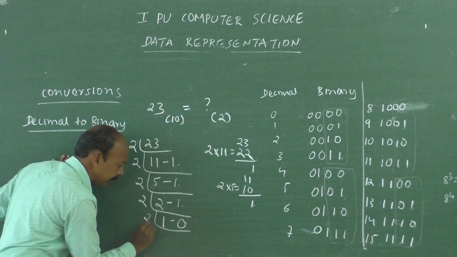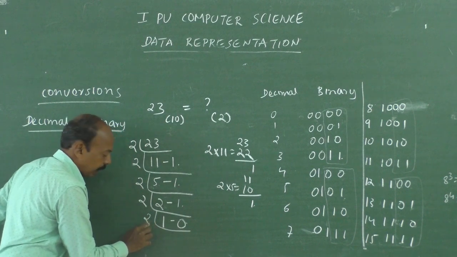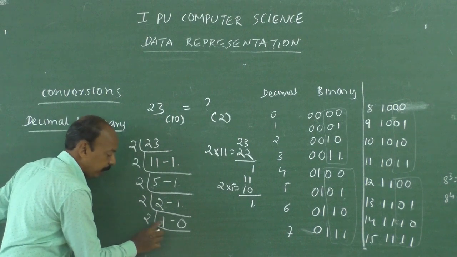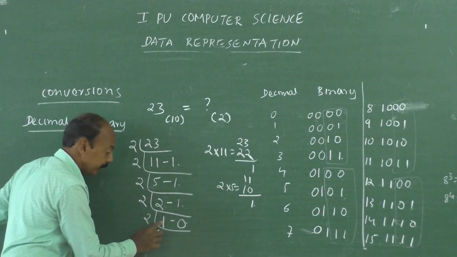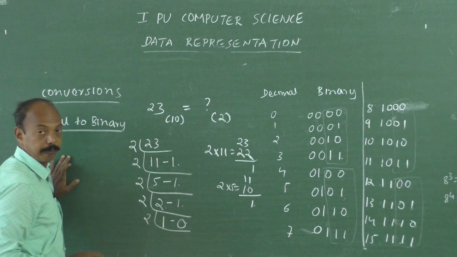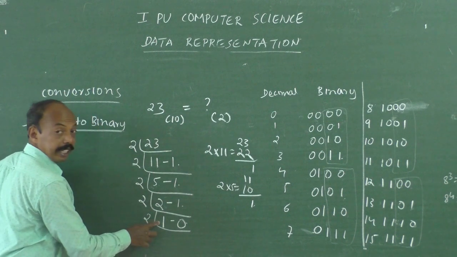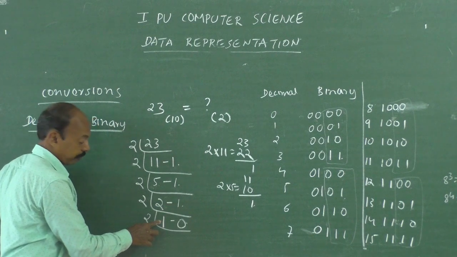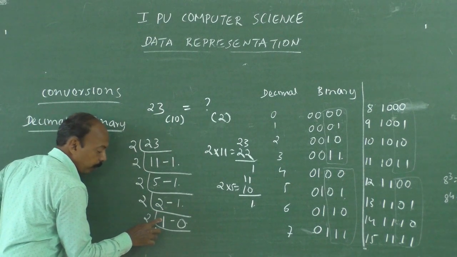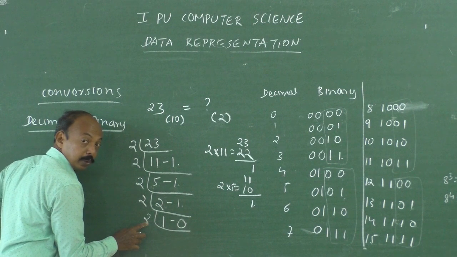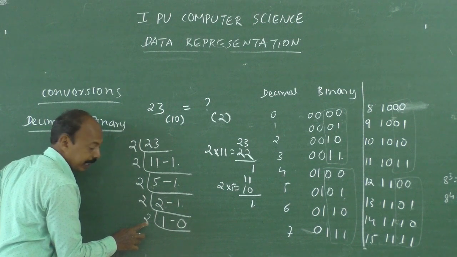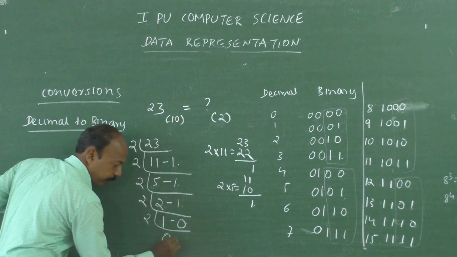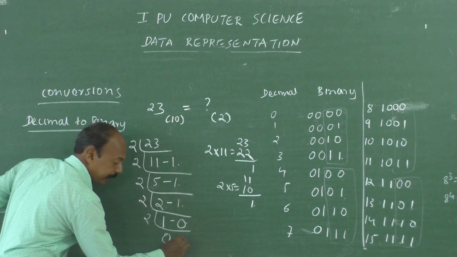Keep on dividing the quotient till the quotient becomes 0. I repeat, keep on dividing the quotient till the quotient becomes 0. Once we divide 1 by 2, is it possible to divide? Don't write it as 0.5. We can't write. Integer part we have to write. Can we divide? No, it's not possible. Then what is the remainder? 1.